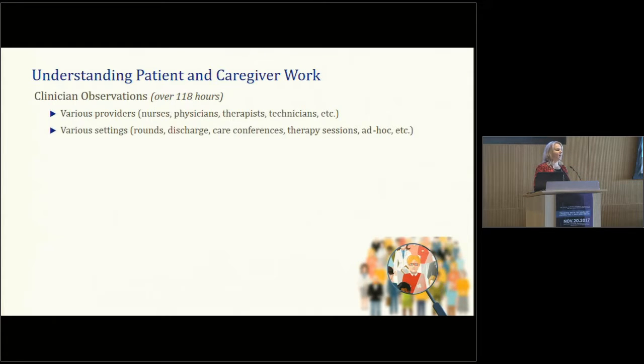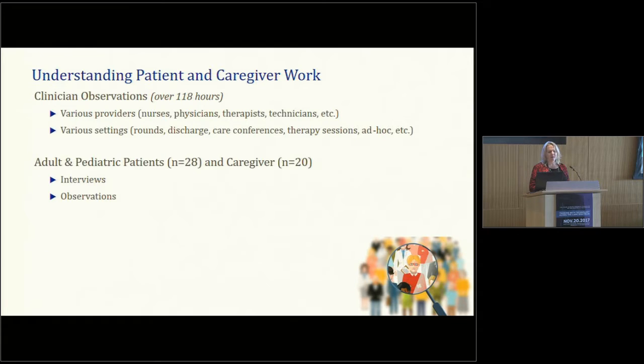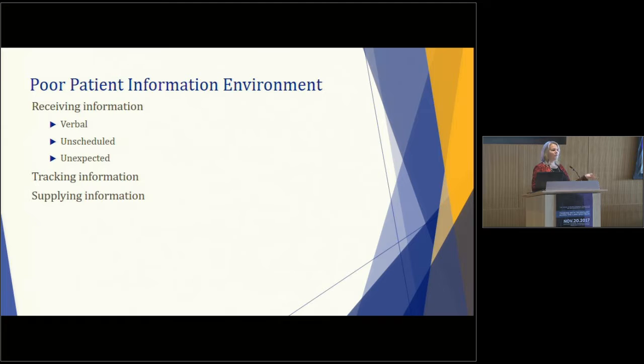On the understanding side, we've already been doing some of this work. We've done over 118 hours of observations, focusing on following clinicians in a variety of different settings and specializations. But we've also done a variety of interviews and observations from the patient and caregiver side as well. And we've done this from both a pediatric and an adult hospital to try to get a maximum variation sampling of the kinds of situations that go on. So what have we found?